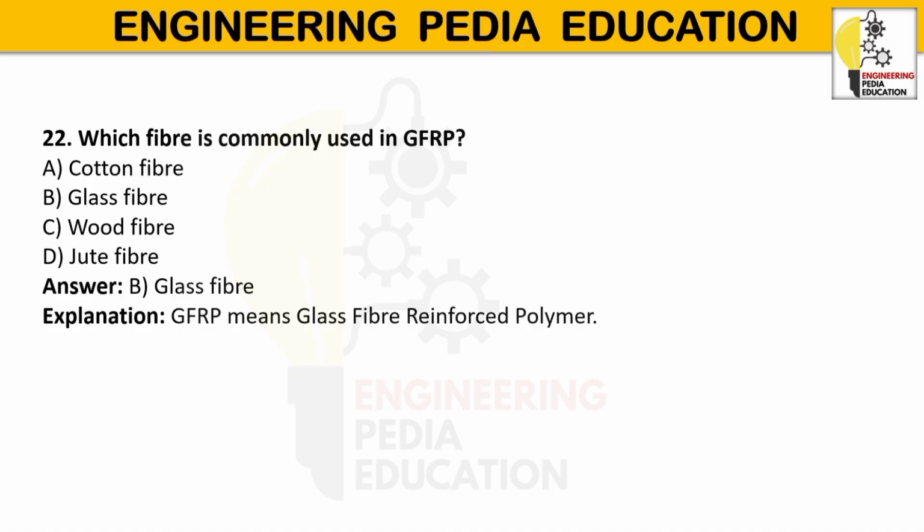One of the most important features of GFRP is that it is lightweight, strong, and corrosion resistant. Unlike steel, it does not rust, making it especially useful in environments exposed to water, salt, or chemicals.